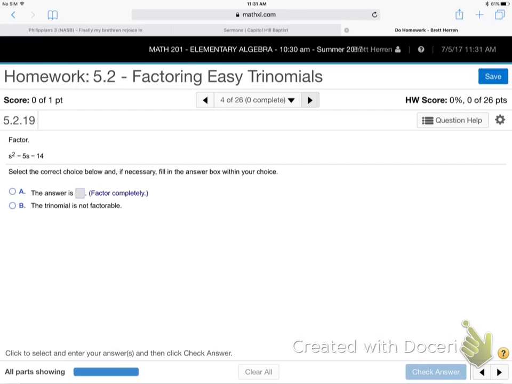Okay, we'll do the next one. So s squared minus 5s minus 14. Okay, try that one. Those are s's. Can you tell my s's from my 5s? Sorta.